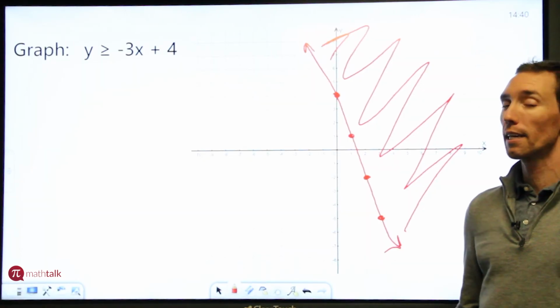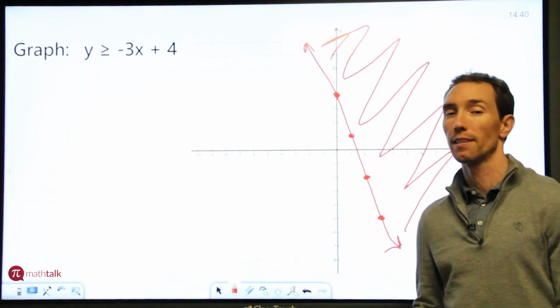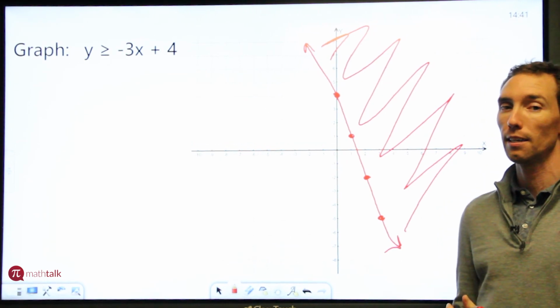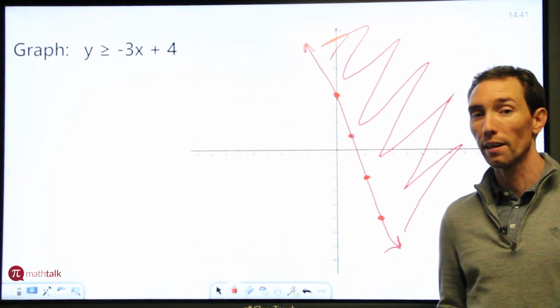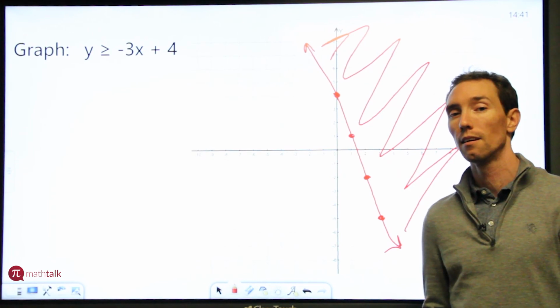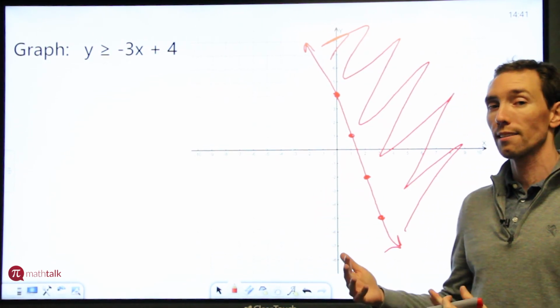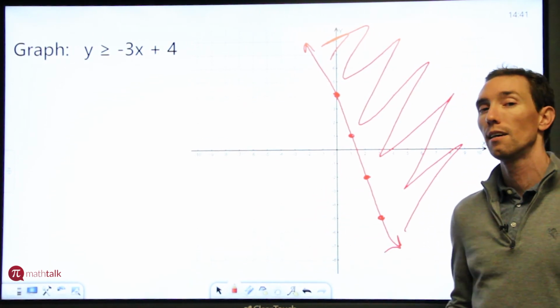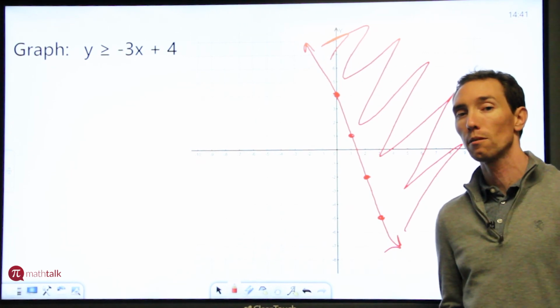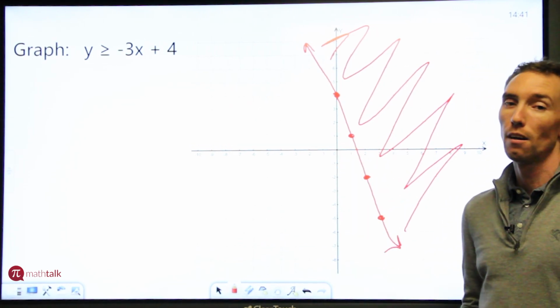So I hope this helps when you get to graphing inequalities. Remember, if it's less than or greater than, it's a dotted line. If it's less than or equal to or greater than or equal to, it's a solid line. And then if it's less than or equal to, you shade below the line. If it's greater than or equal to, you shade above the line. So I hope that helps.